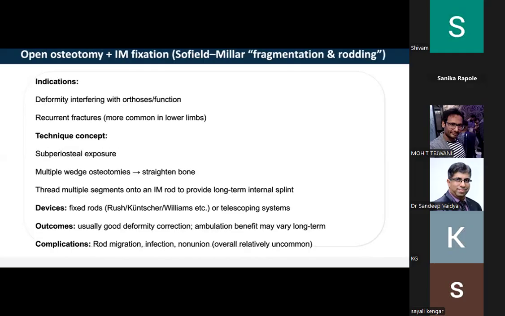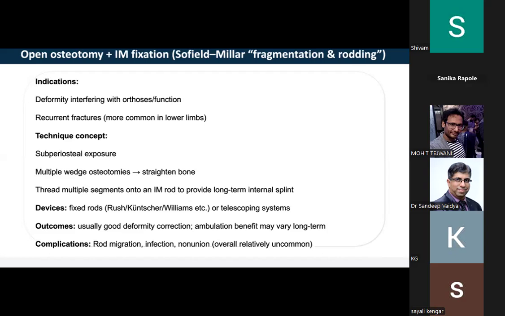So coming to open osteotomy and intramedullary fixation, we go ahead with this when the deformity affects orthosis fitting and function of the child, and there are recurrent fractures driven by deformity in the lower limbs, and the child is now big enough to undergo this surgical procedure. Herein we do multiple osteotomies to straighten the long bone.